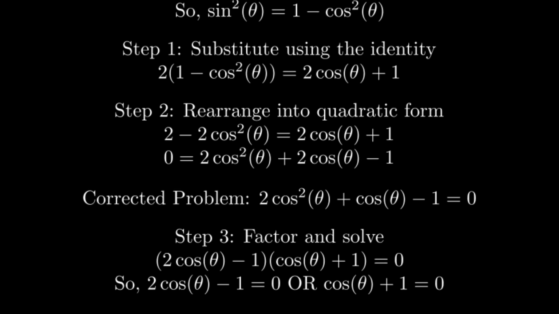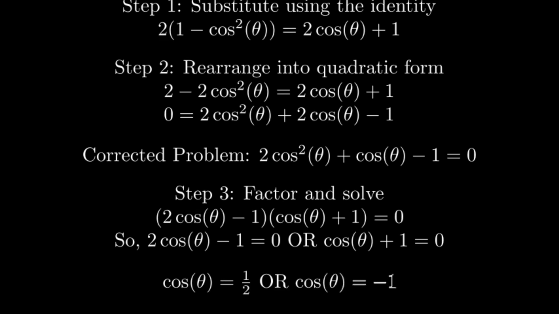Assuming the intended quadratic was 2 cos squared theta plus cos theta minus 1 equals 0, this factors into 2 cos theta minus 1 times cos theta plus 1 equals 0. This gives us two separate equations to solve. Cosine of theta equals 1/2, and cosine of theta equals -1. Now we solve each of these for theta in the interval 0 to 360 degrees.